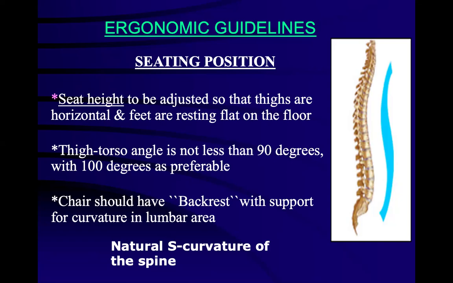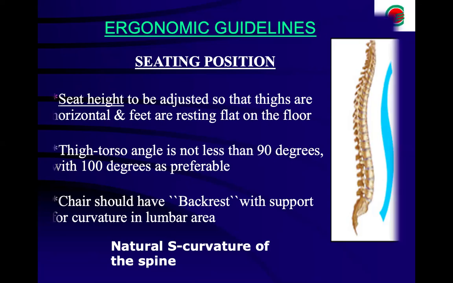Then the torso angle, we are saying, should not be less than 90 degrees. It can increase, though, but it can't go beyond 100 degrees. Your chest should have backrest as much as possible. In occasional cases, we have lab chairs, but those are used when you have lab sessions for 2 hours. If you're going to be sitting for longer hours, your chair must always have a backrest so that it can support the curvature in the lumbar area of your back, so you will not have back injuries.